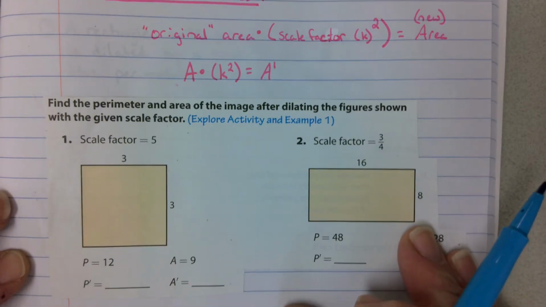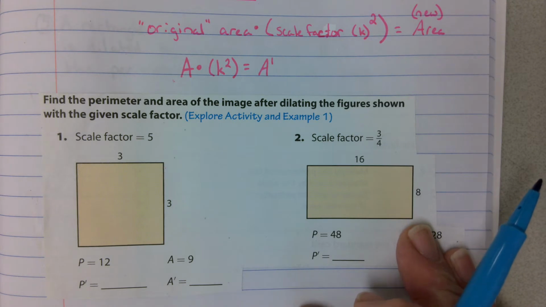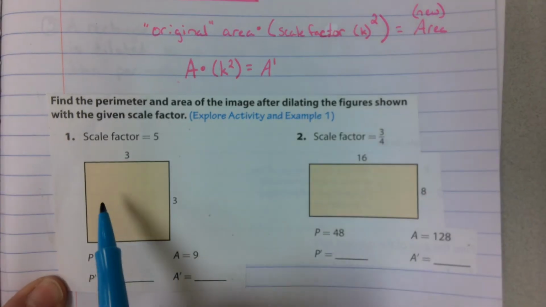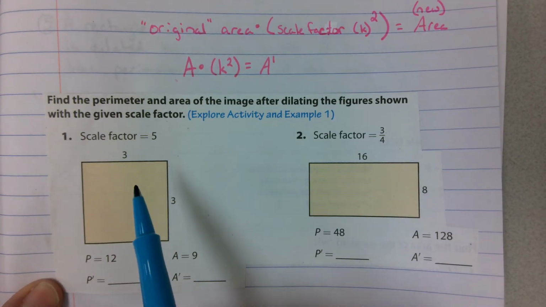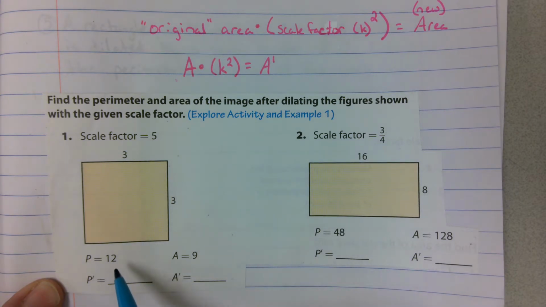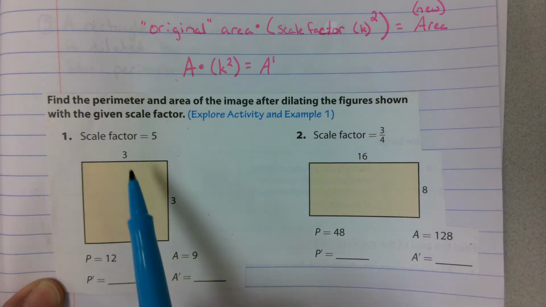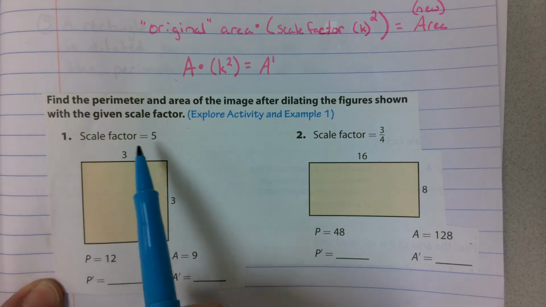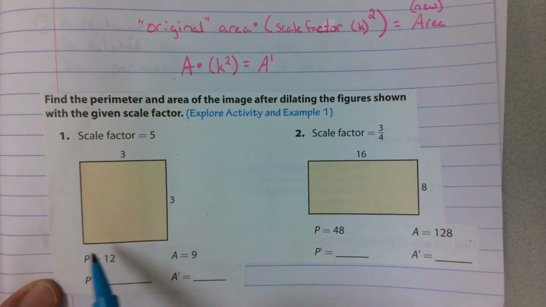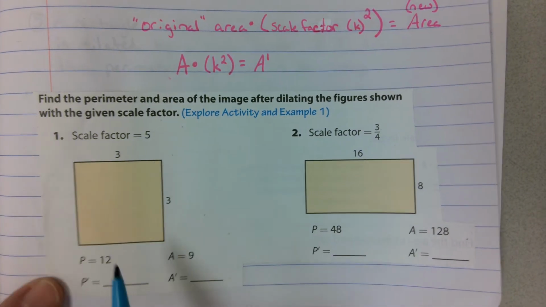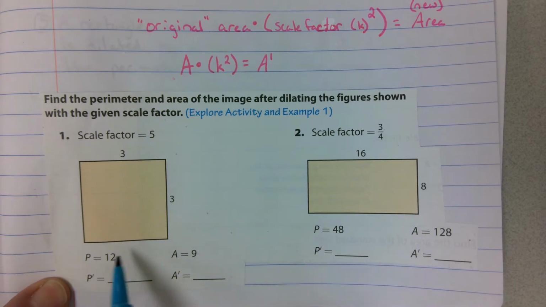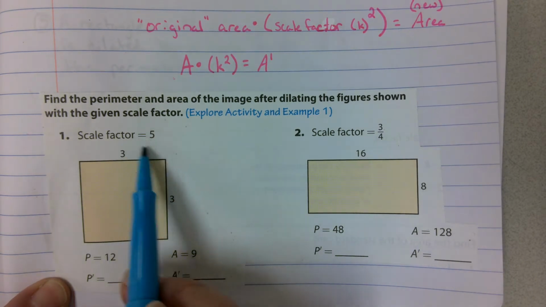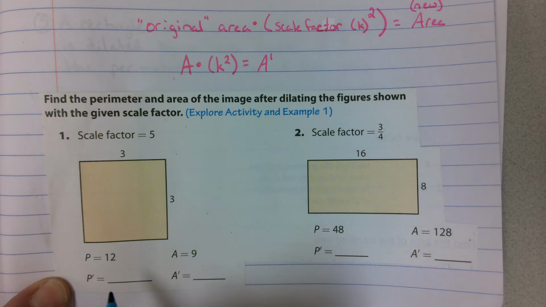So for number 1 here, we have a scale factor of 5. The perimeter equals 12. So 3 plus 3 plus 3 plus 3, 6, 7, 8, 9, 10, 11, 12. So that's 12. To find the perimeter of our new figure after being dilated by a scale factor of 5, remember, that is perimeter times scale factor. 12 times 5 is 60.